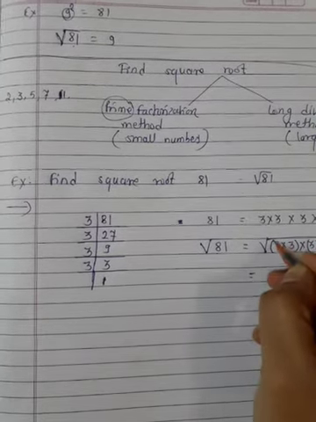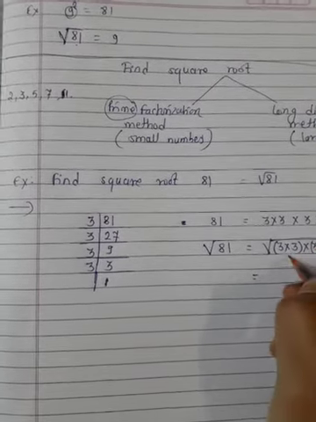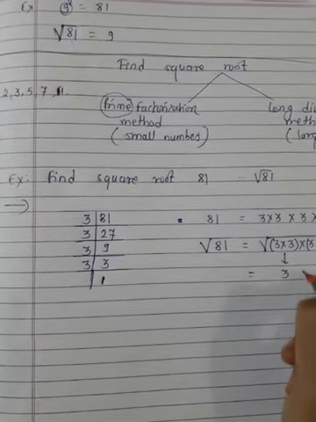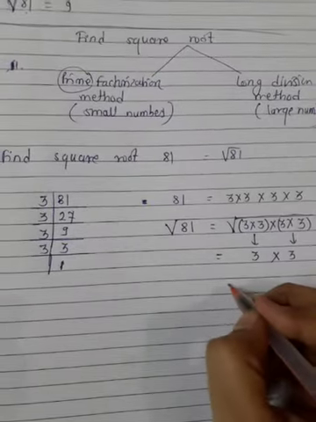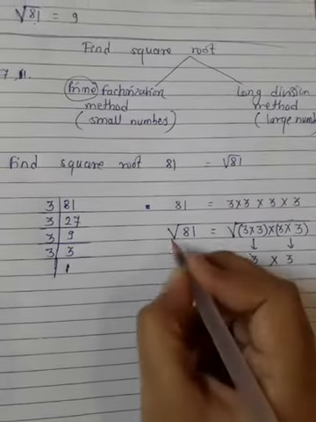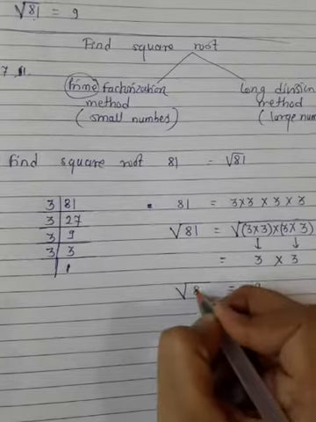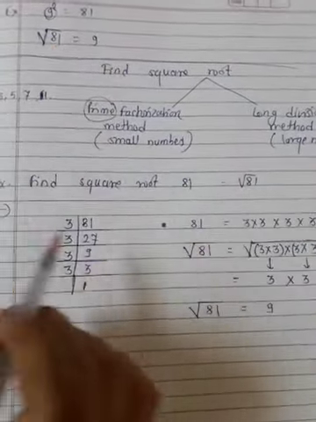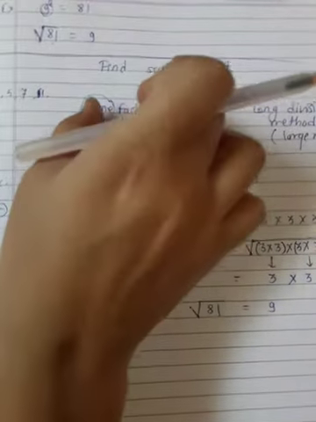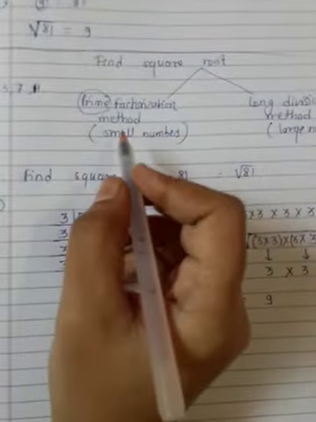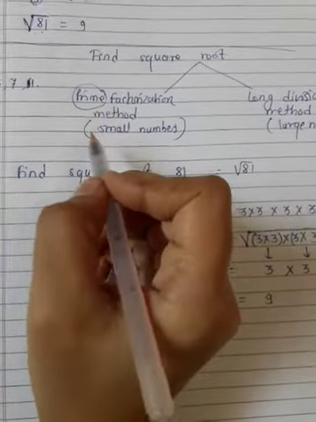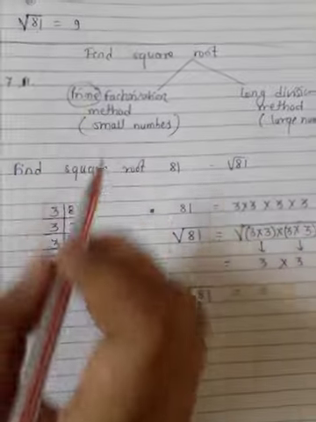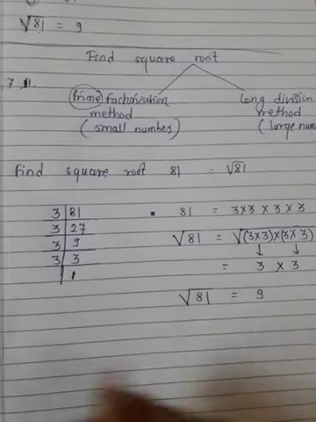So here 3, 3, make a pair, and here also a pair. Take one number from each pair and multiply them. So what will we get? 3 3s are 9. So the square root of 81 is 9. So you can find the square root by the prime factorization method. We can find the square root of any small number by the prime factorization method. So this is the prime factorization method.